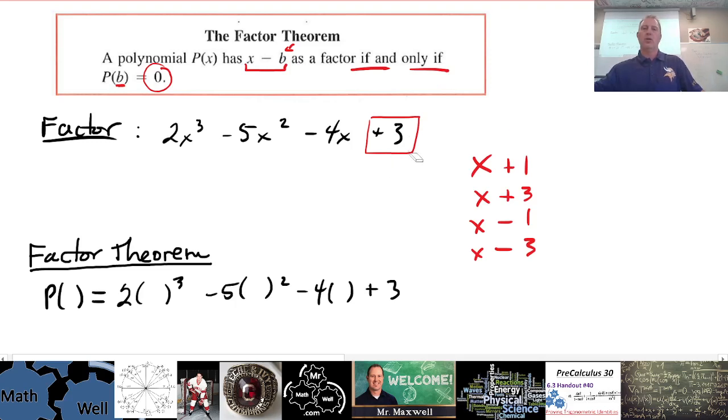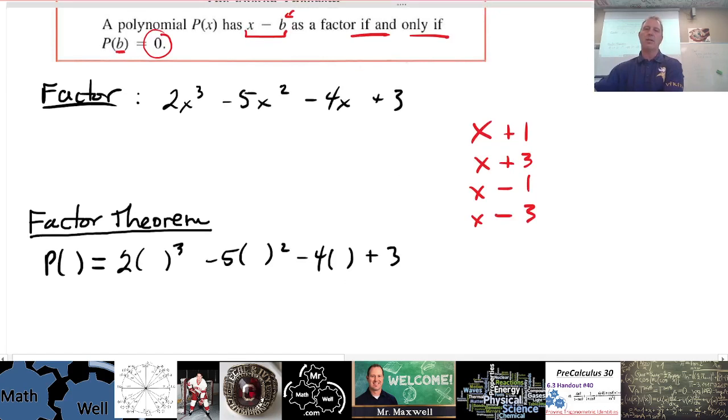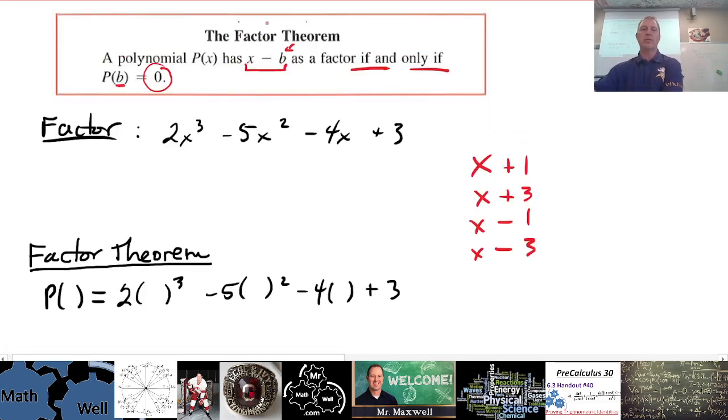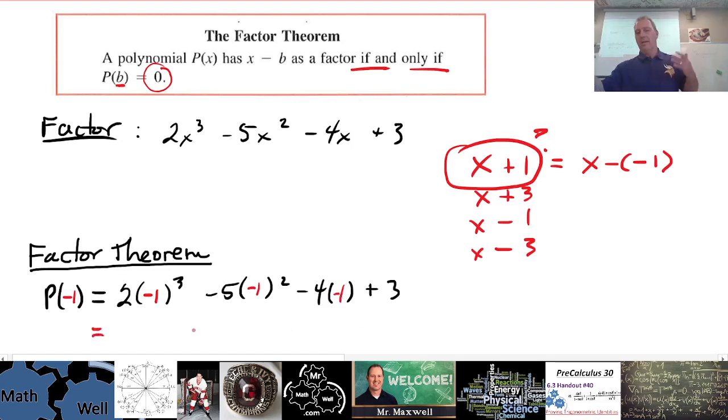Okay? So the factor theorem would state that if you plugged in the b value, which of course the format is x minus b. So this x plus 1 is actually x minus a negative 1. So you put the opposite sign there. If I want to check this factor, if I don't know if that's a factor, I'm going to put in negative 1 here. And that means wherever I see an x, I'm going to put negative 1. And I'm going to test this to see if this result is 0. If this is 0, then I have indeed determined that the x plus 1 is a factor.